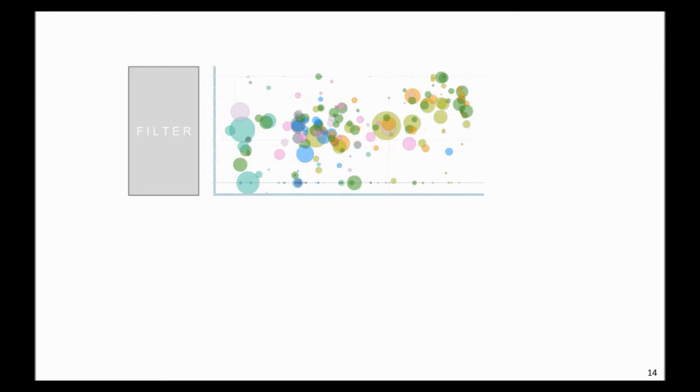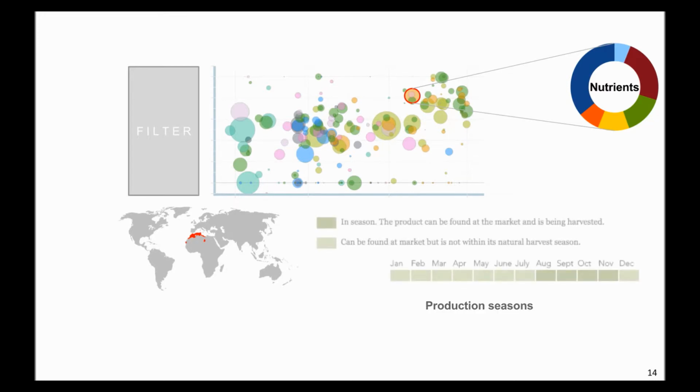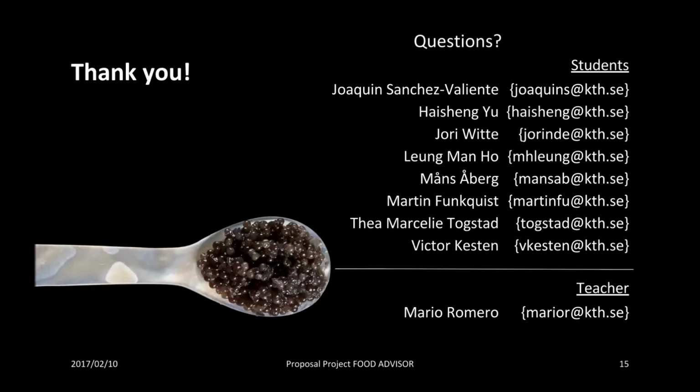So here you have a scatter plot in 2 dimensions where the area of the points also encodes data. You have filters on the left that allow you to focus and get details on demand on individual food types in terms of their nutrients. You can also get a map of the locations where this food is either produced or eaten, and seasonal information about how this particular product is harvested.